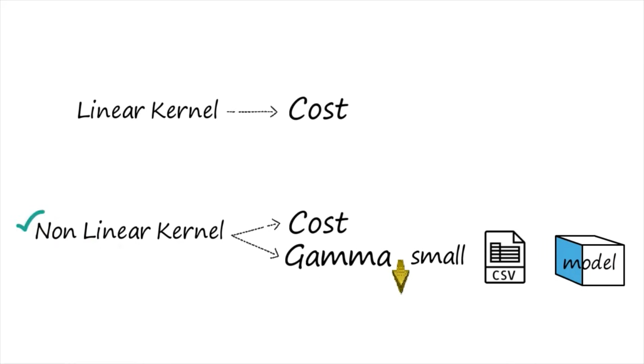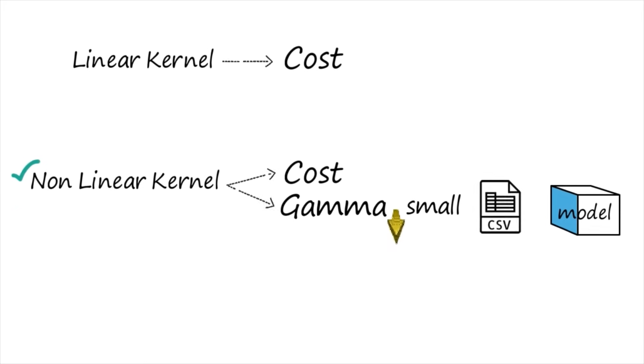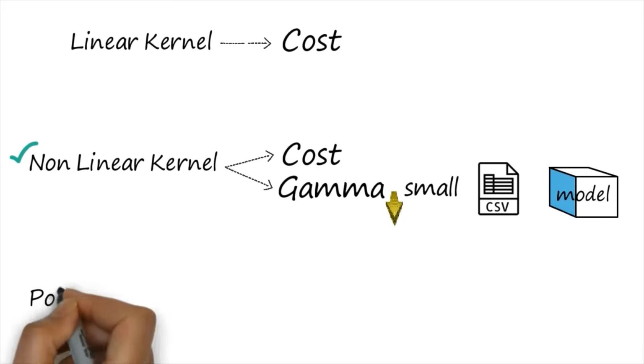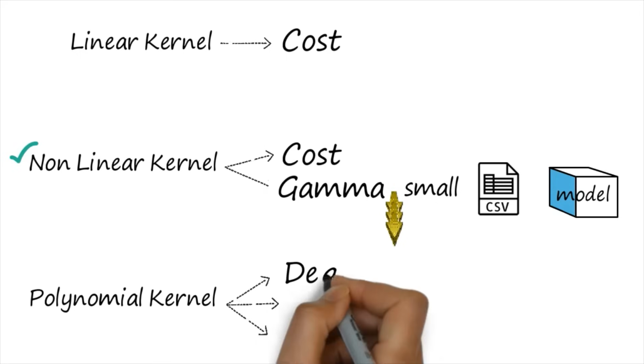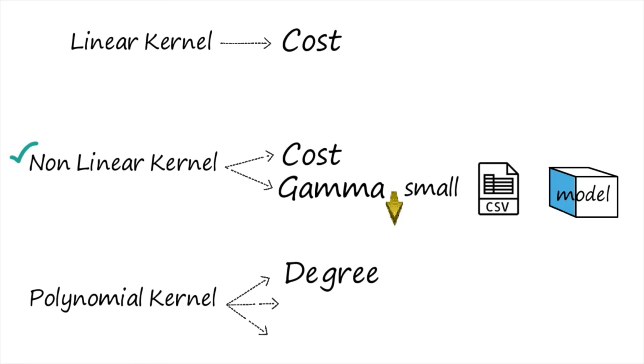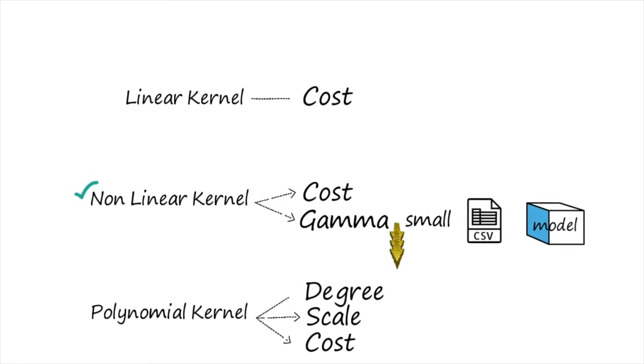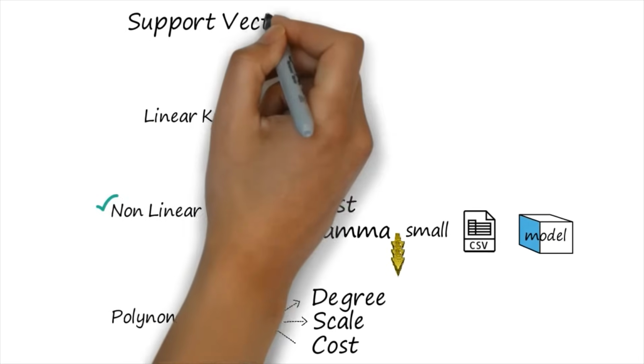Instead of this radial basis kernel, you can also use a polynomial kernel. In case of the polynomial kernel, we have three parameters. The first parameter is the degree of the polynomial, the second one is the scale, and the third one is the cost. So you can say that cost is common among all the kernels, but today we are learning support vector regression.